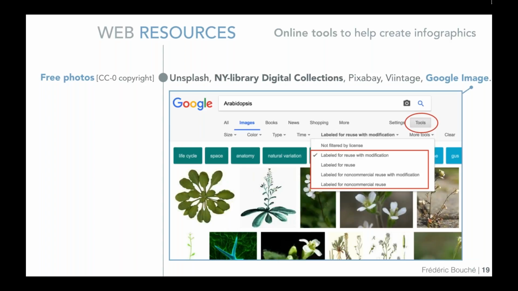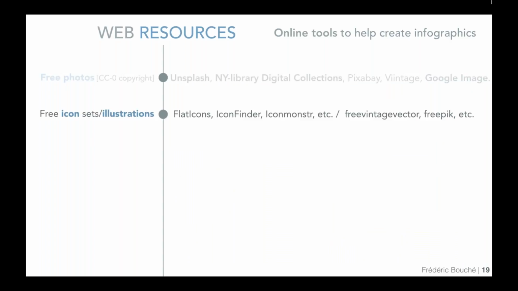Make sure, if you want to reuse images that you find on Google Image, to select the tool version and use the copyright drop-down menu and select the type of copyright you would like. So for example, here you can click on label for reuse with modification, and with these images you're supposed to be able to do anything you want, even commercial things. So just make sure to check the copyright when you do this kind of thing.